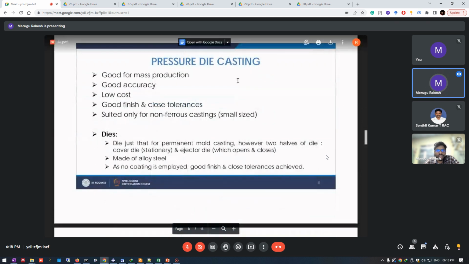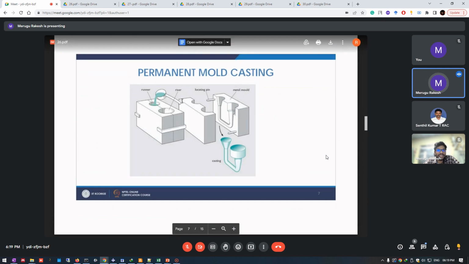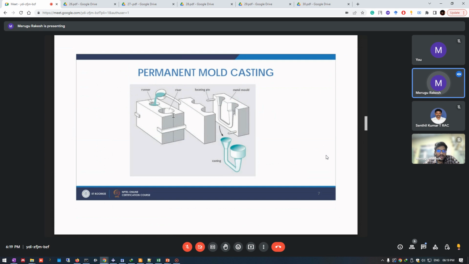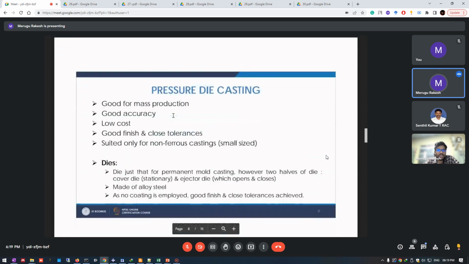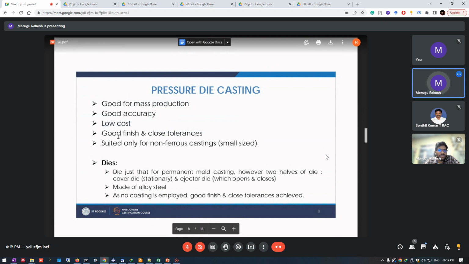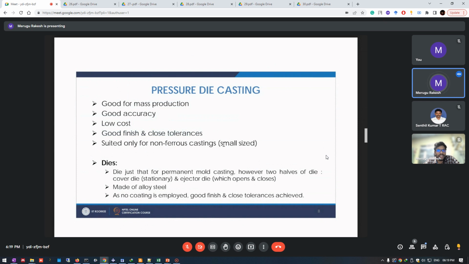Then comes the pressure die casting. Permanent mold casting is a little slower, since you are pouring metal manually. But in pressure die casting, we use pressure to fill the cast. So it is good for mass production. We will have very good accuracy and low cost, since we are producing in large quantity, with good finish and close tolerances, suited for non-ferrous alloy castings or small castings. One advantage of pressure die casting is that thin features can be obtained using pressure. Since we are using pressure, even if there are thin structures, they can be filled with ease.